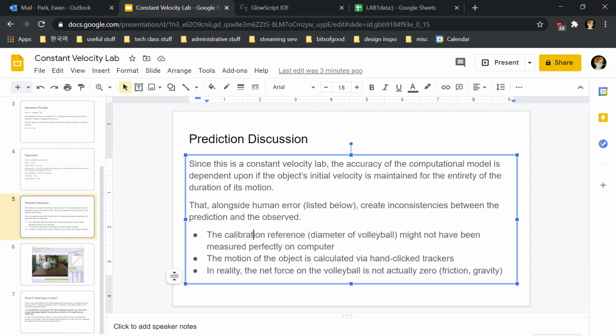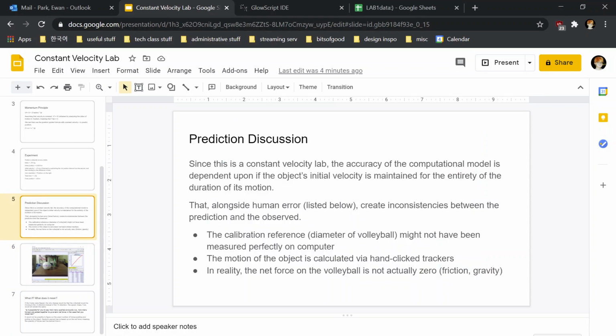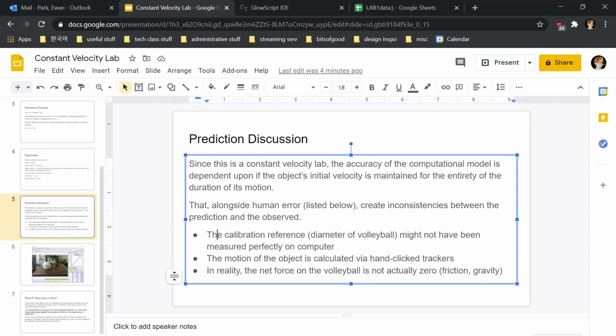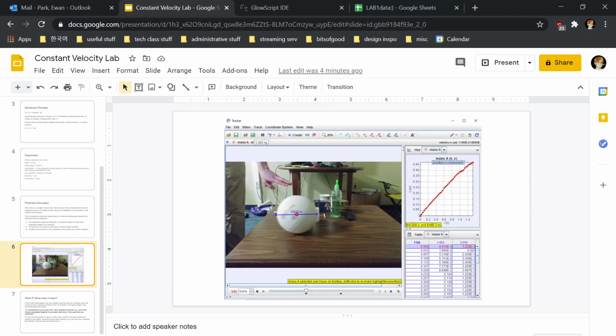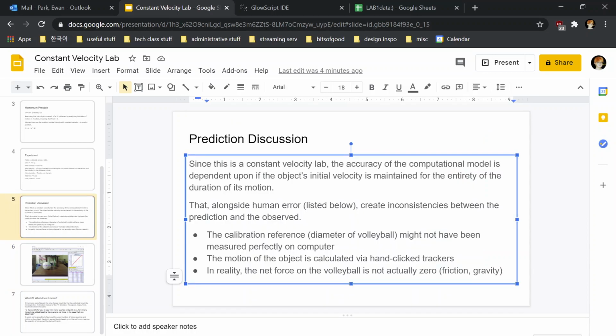The calibration reference, aka the diameter of the volleyball, wasn't measured pixel perfectly, so that could have caused some error. The motion of the object is calculated via hand click trackers, so these red dots didn't exactly track perfectly with the object's motion in the video. And in reality, the net force on the volleyball isn't 0 because there's friction, gravity, among other forces.